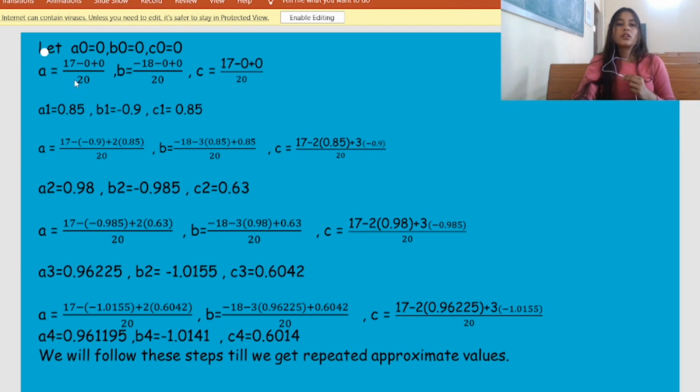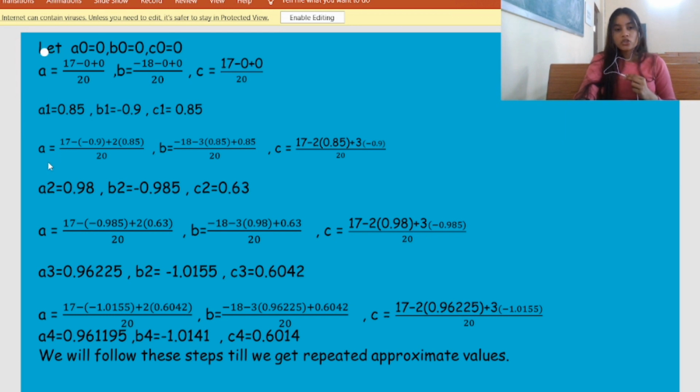Now let us take a0, b0 and c0 as 0. On putting the values a0 equals b0 equals c0 equals 0, we'll get a equals 17 minus 0 plus 0 whole upon 20, b equals minus 18 minus 0 plus 0 whole upon 20, c equals 17 minus 0 plus 0 whole upon 20. On solving, a1 equals 0.85, b1 equals minus 0.9 and c1 equals 0.85.